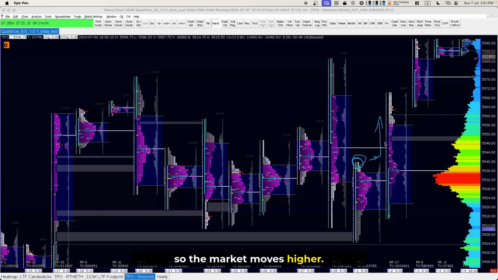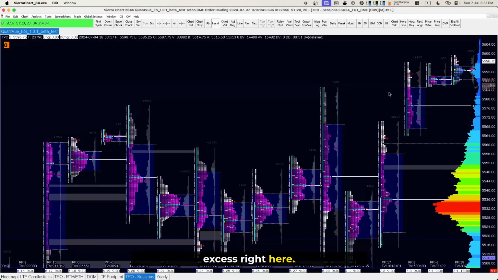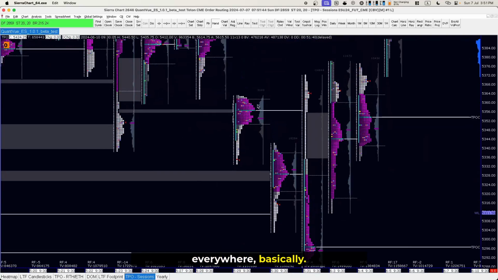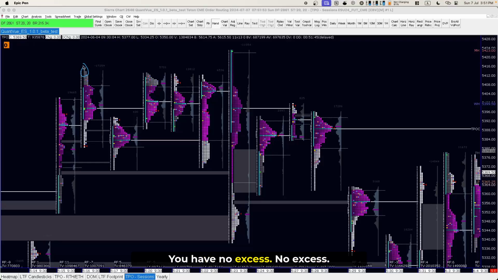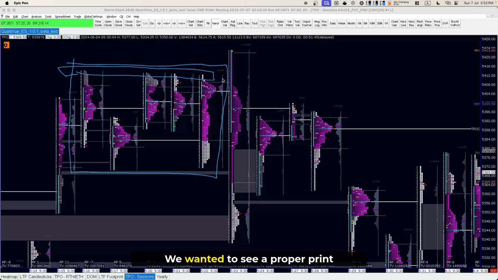So the market moves higher, and guess what? No excess. What the market does next day, it auctions higher until it finds sellers to print a proper excess right here. So you can return back everywhere, basically, and we will see this process happening over and over again. This is a good example as well. You have no excess, you have a bit of excess, but this right here is an extremely weak area. It doesn't have to happen in the same day. Guess what this next session right here did? It printed a good amount of excess higher. So when we were trading in this range, we knew that the upside action was not finished. We wanted to see a proper print of excess, and this was it in this case.